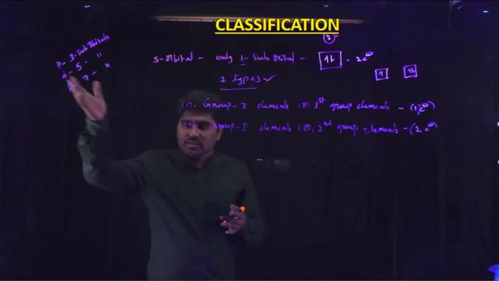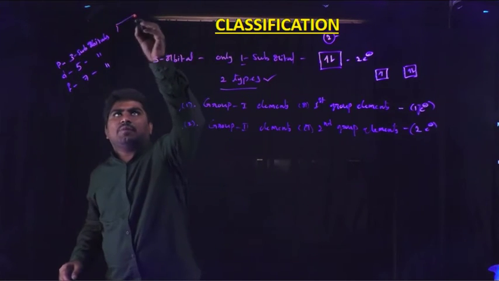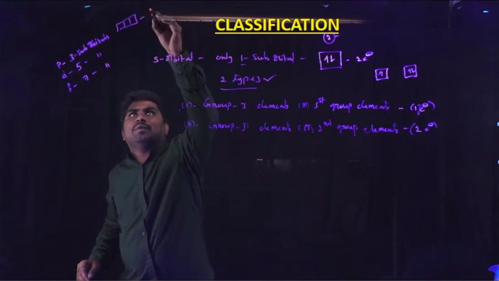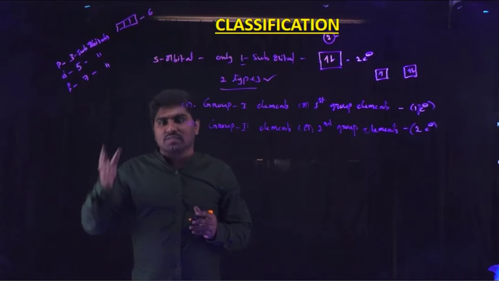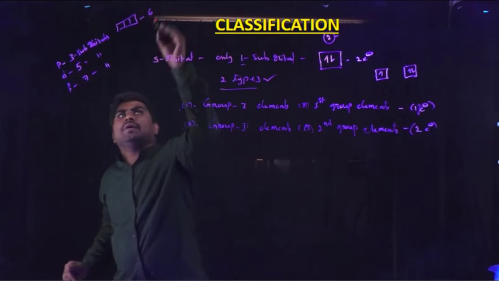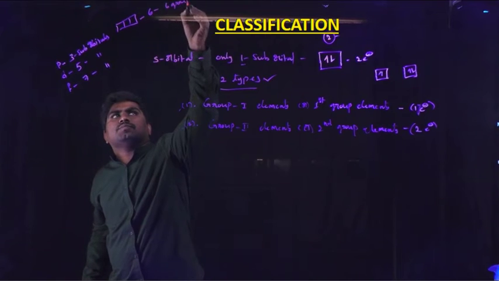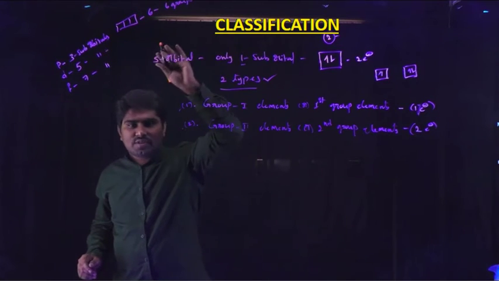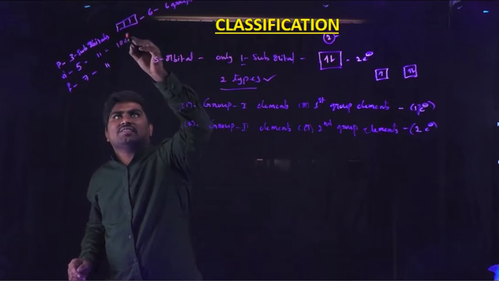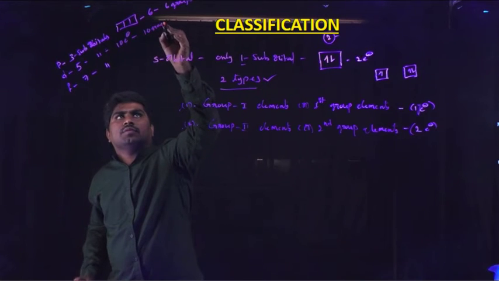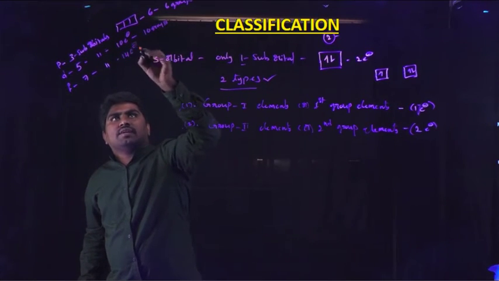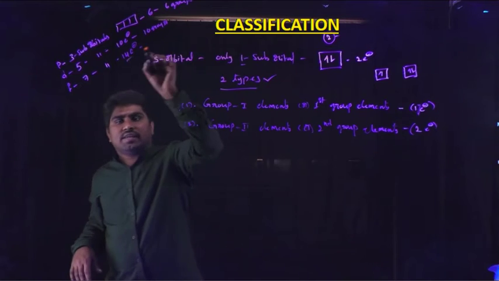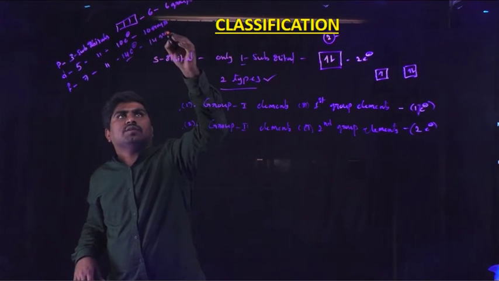Suppose we take the p orbital, which has 3 suborbitals. The maximum number of electrons in the p orbital is 6, so the p block contains 6 groups. Similarly, the d orbital has 5 suborbitals, so 10 electrons and 10 groups. And the f orbital has 7 suborbitals, so 14 electrons are placed and 14 groups are present.